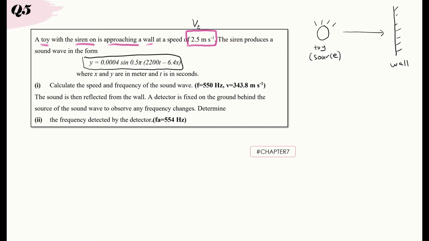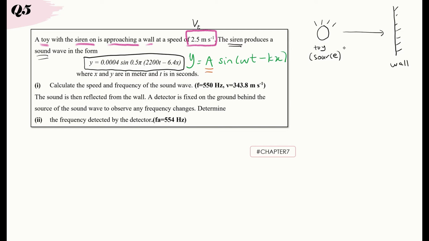If we compare, the siren produces a sound wave of this equation, and this is basically the equation of a wave. We have to always compare our equation with the general one. So this is the general equation for a progressive wave: y is equal to a sine omega t minus kx. So we have to always compare our general equation for this sound wave.